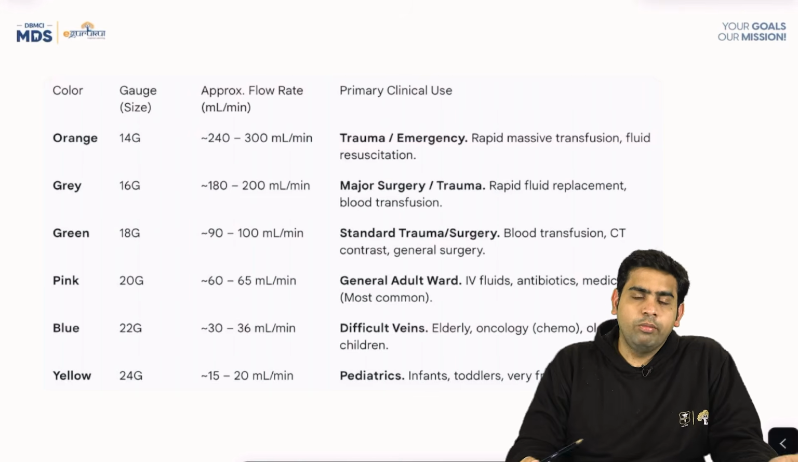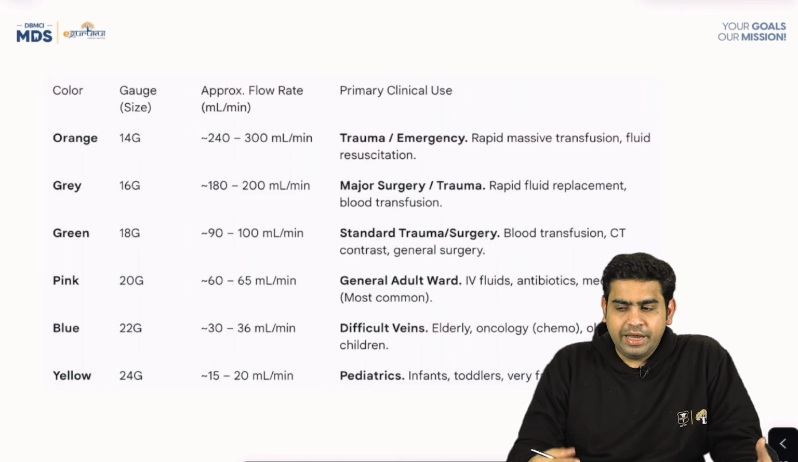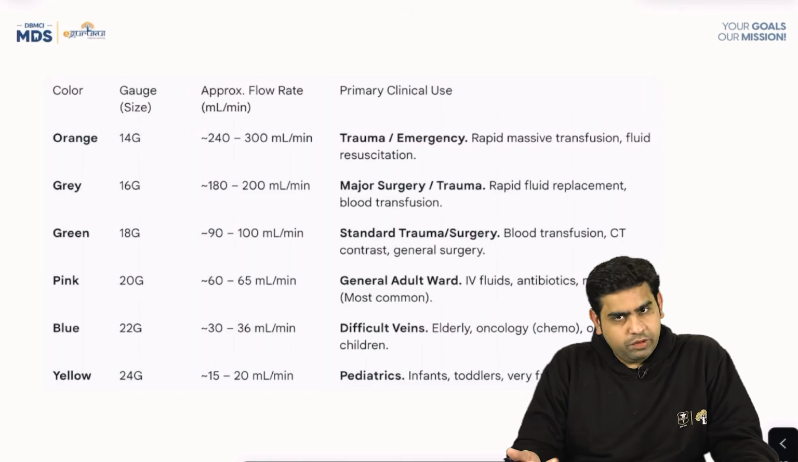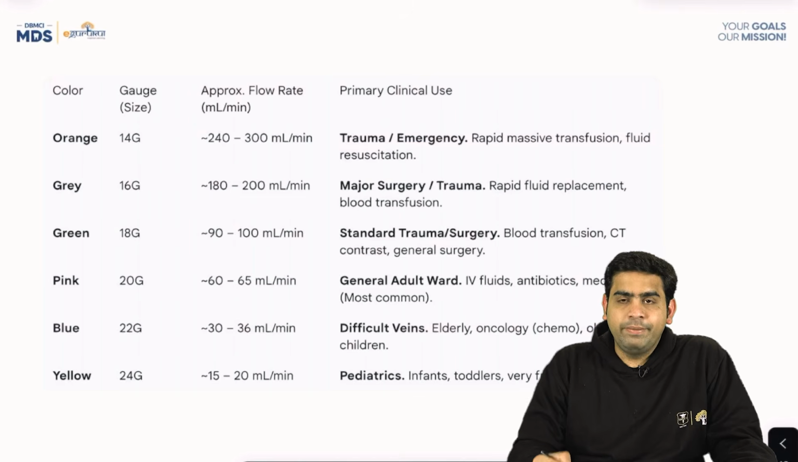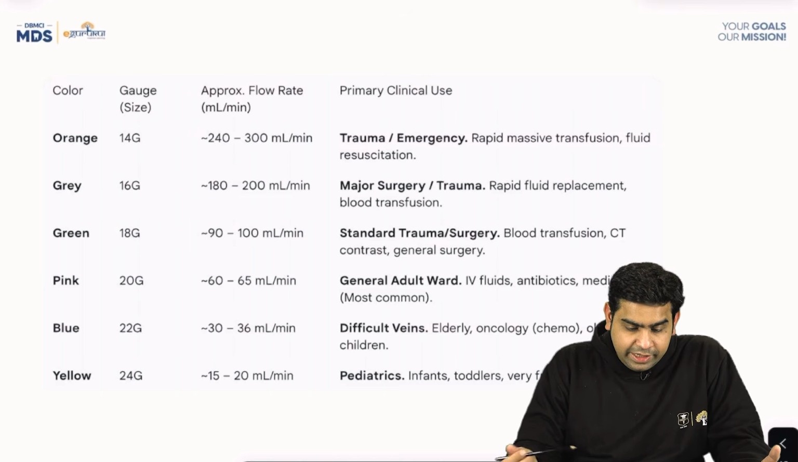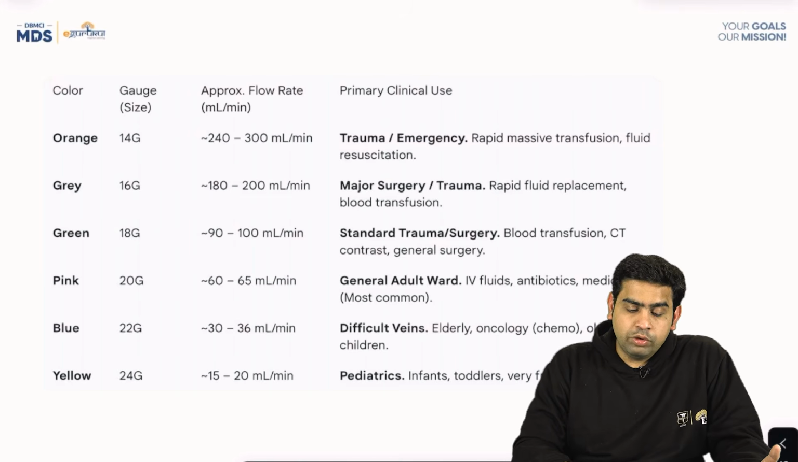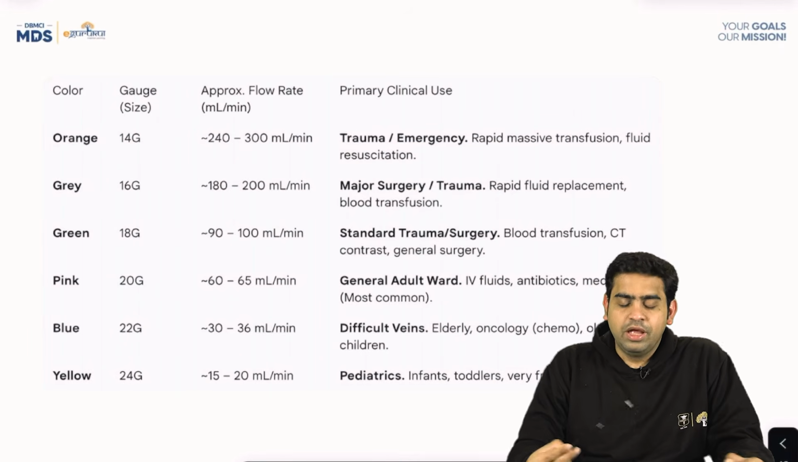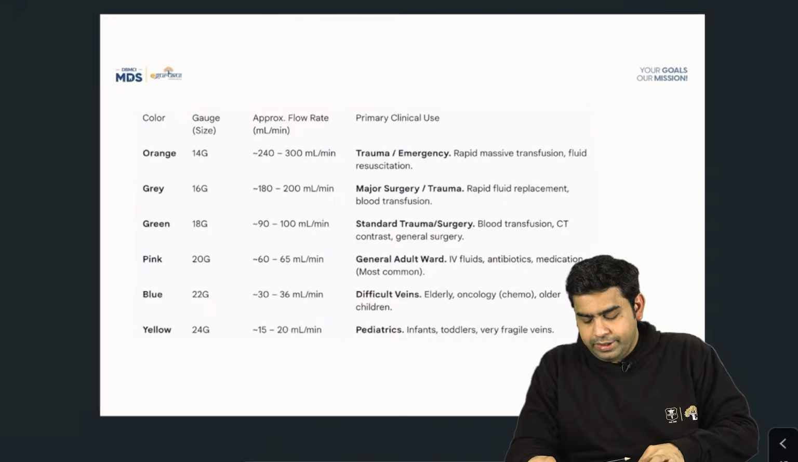So this is most commonly used. Let's say somebody is coming to the hospital and the patient needs IV fluid transfusion. What you prefer to use is a pink cannula, which is a 20 gauge cannula. Okay. Then we have a blue cannula, which is slightly smaller. So if there's a patient who is elderly, and the patient has difficulty in finding the IV line, in these patients, what you can use is this blue cannula. And in the pediatric population, what you prefer to use is a yellow cannula. Okay, so these are the most commonly used cannulas in our day-to-day practice. We will talk about the other cannulas as well, but yeah, that's fine.